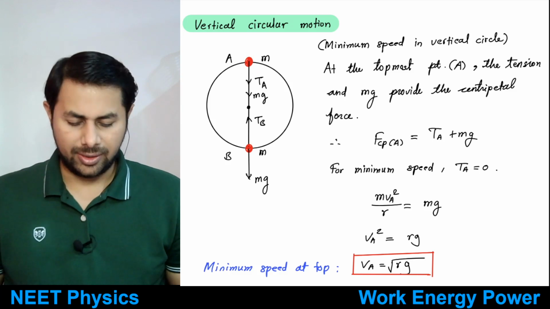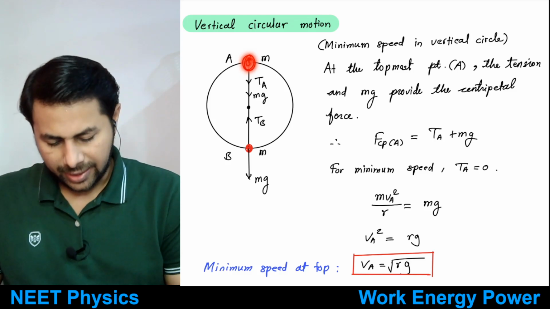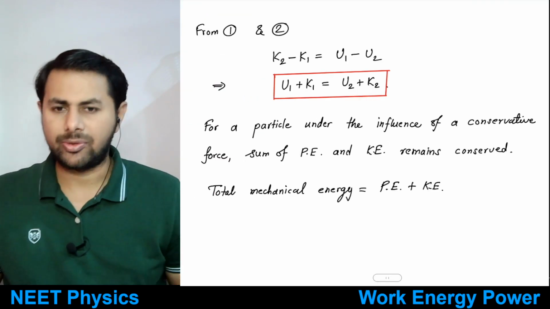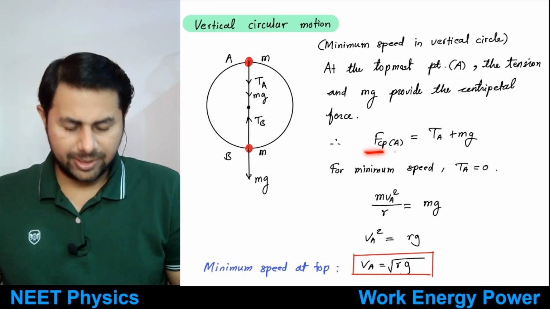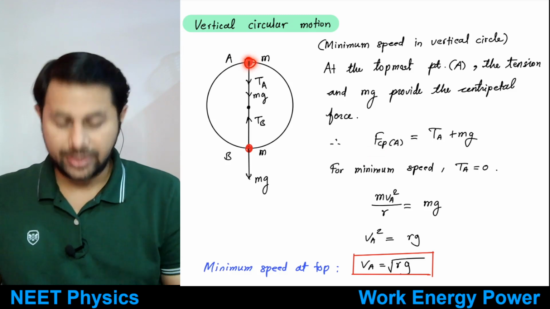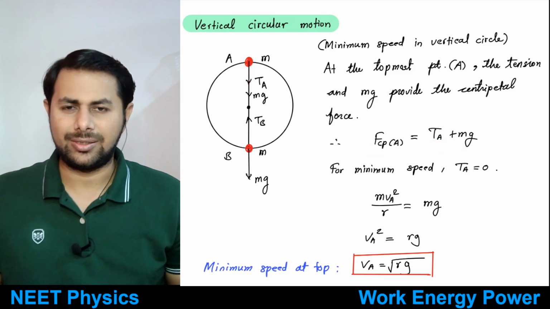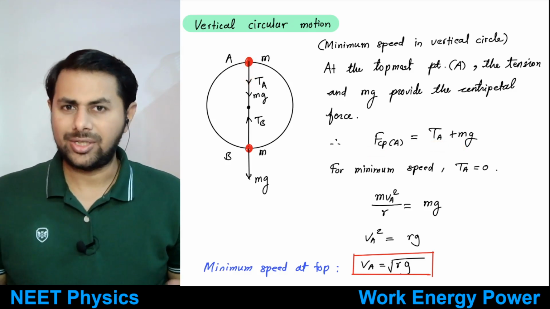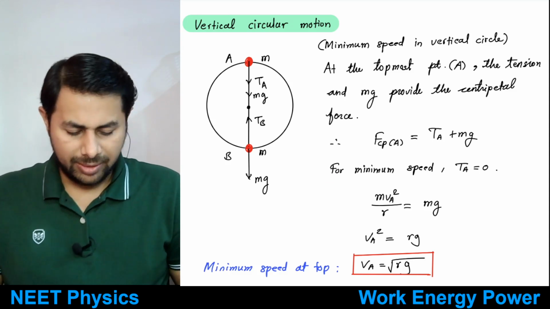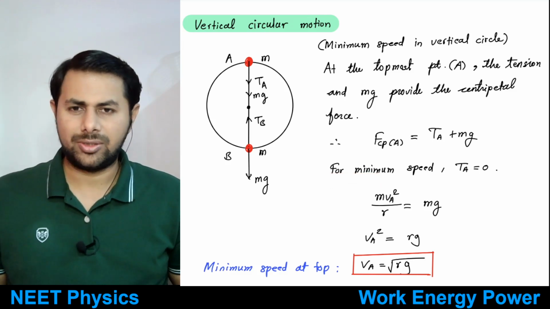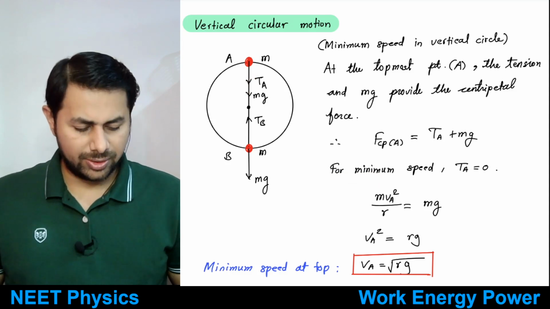So let's see. We have just seen that at the topmost point, at the highest point, the tension and gravitational force both are directed towards the center, right? So we can say F_CP, the centripetal force at this point A, is equal to tension at A plus mg, okay? And for the minimum speed, tension must be equal to 0, right?